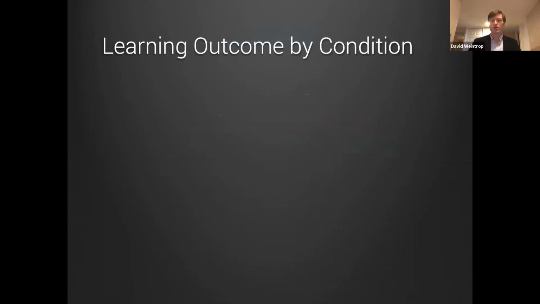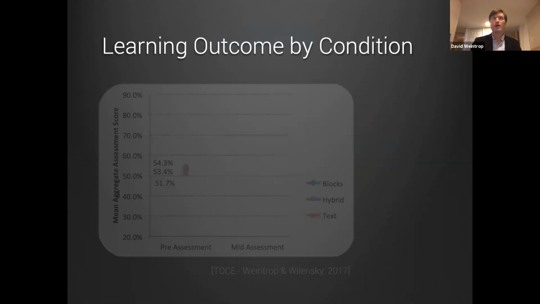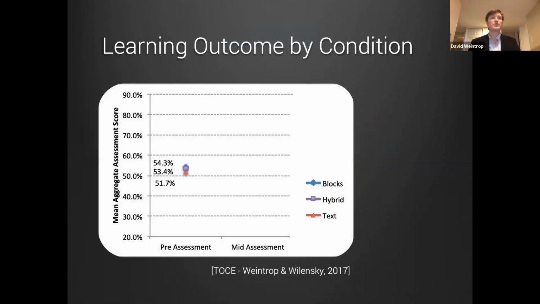Okay, so how did they do on the assessments? This was our pre-assessment. This is how students performed on the commutative assessment at the start of the study. This is nice. We run our statistics, and we see that there's no difference between the three conditions.